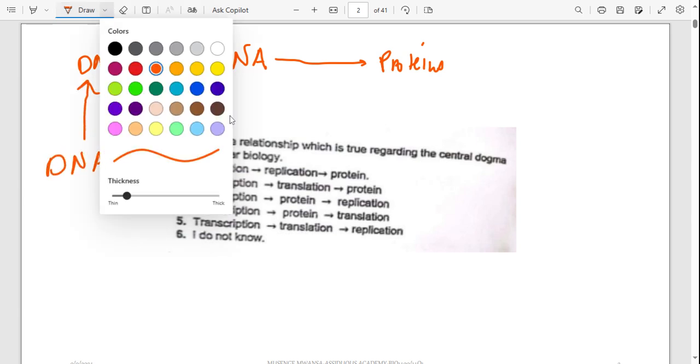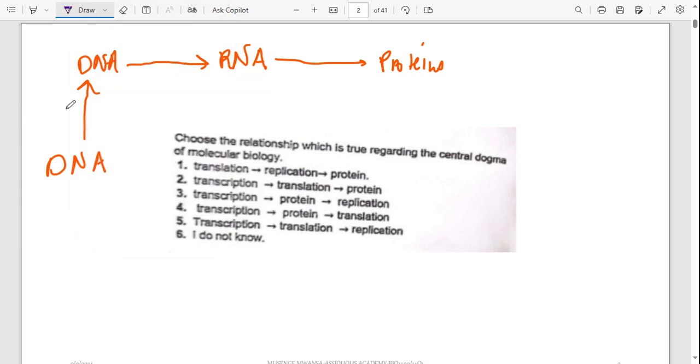So these are the phases of what we call the central dogma of biology. DNA making a copy is known as replication. And then DNA going into RNA, that is known as transcription. Now RNA going into proteins, that is known as translation. So these are the phases of molecular biology.